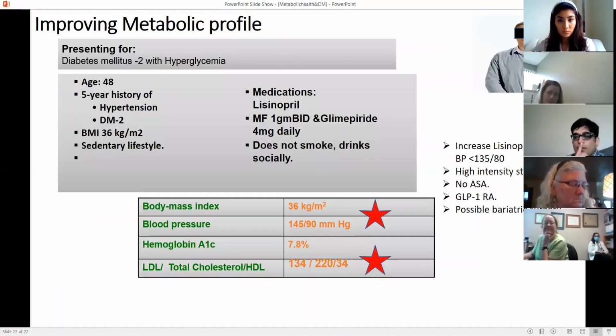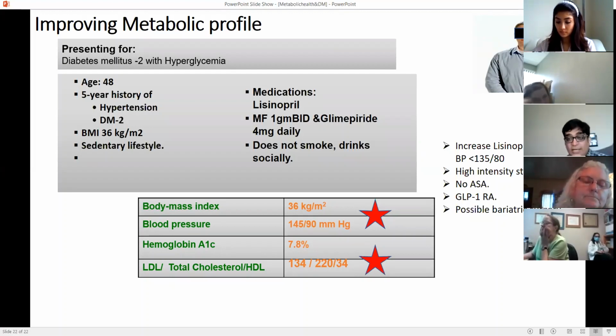Okay, very good. Coming back to this patient and his metabolic profile, a few things. I already mentioned that he's on lisinopril. He was not on the full dose. He's only on glimepiride and metformin. His BMI is 36, which is more than 35. He is not on a statin. He has a sedentary lifestyle. His lipid panel, and we calculated his risk based on the American Heart Association risk calculator.